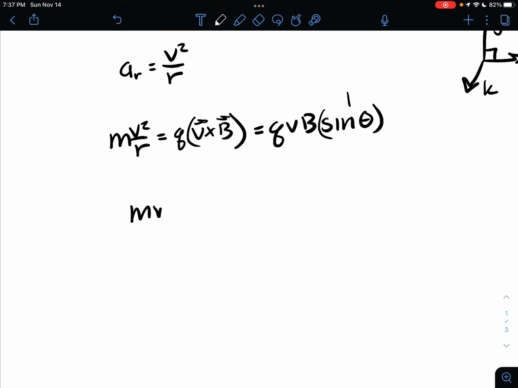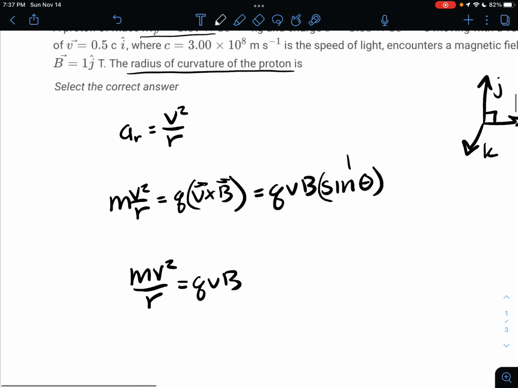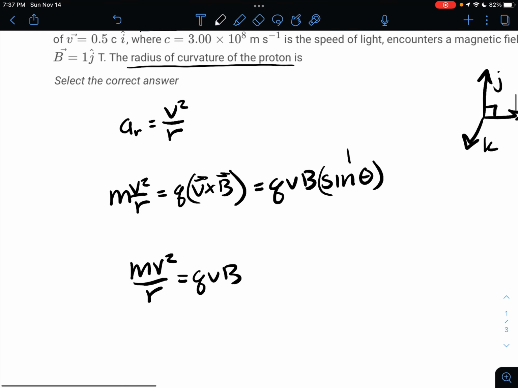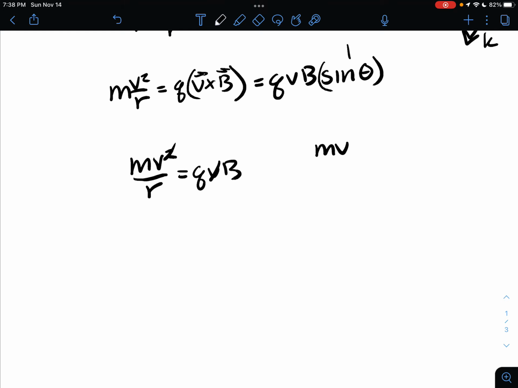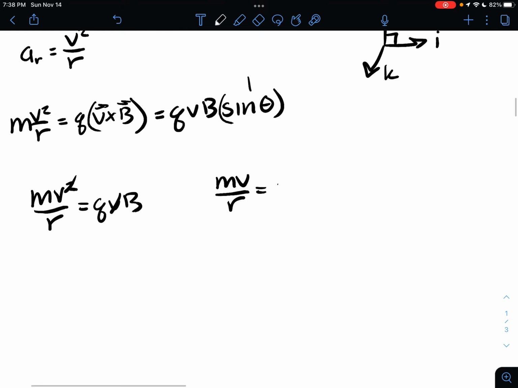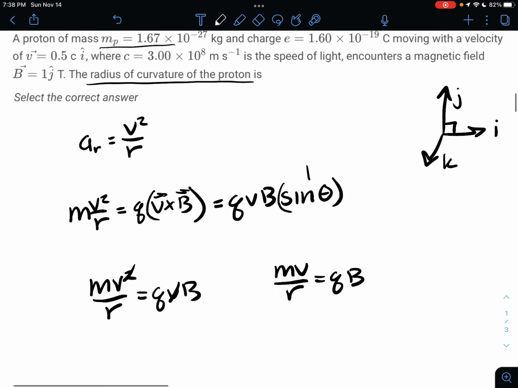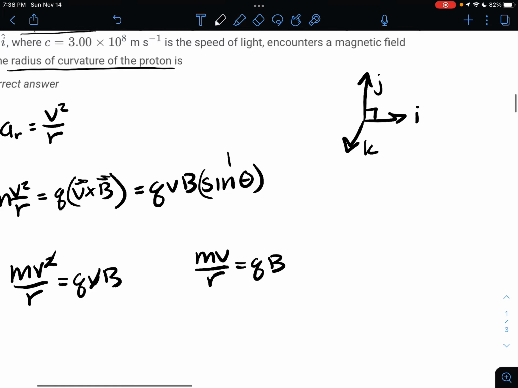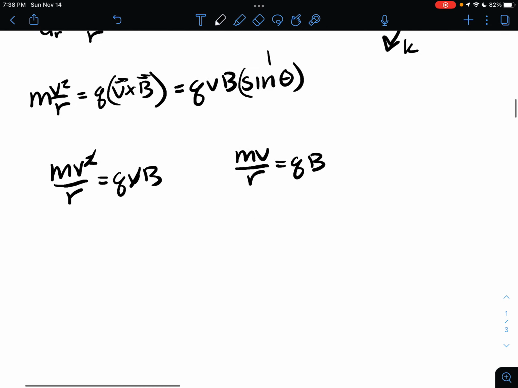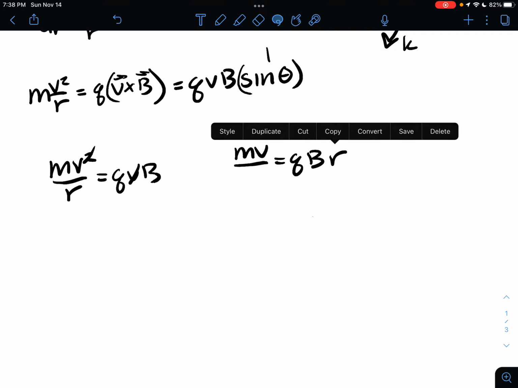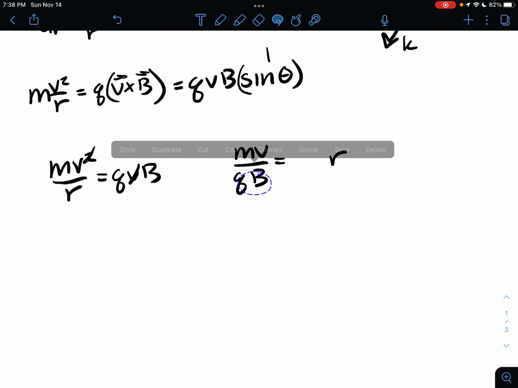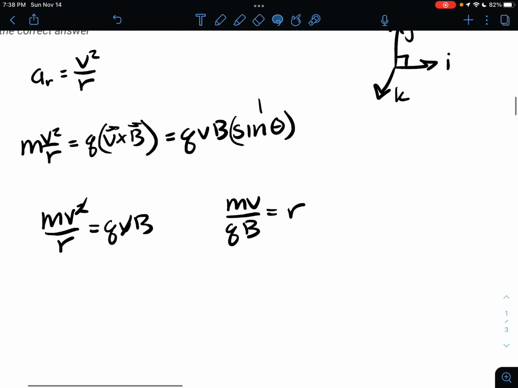So we can set mv squared over r equals qvB times 1. We can divide both sides by v to simplify our equation a little bit, so mv over r equals qB. You can solve this for r and plug in our numbers. I can multiply both sides by r, divide both sides by qB, and we get that r equals mv over qB.